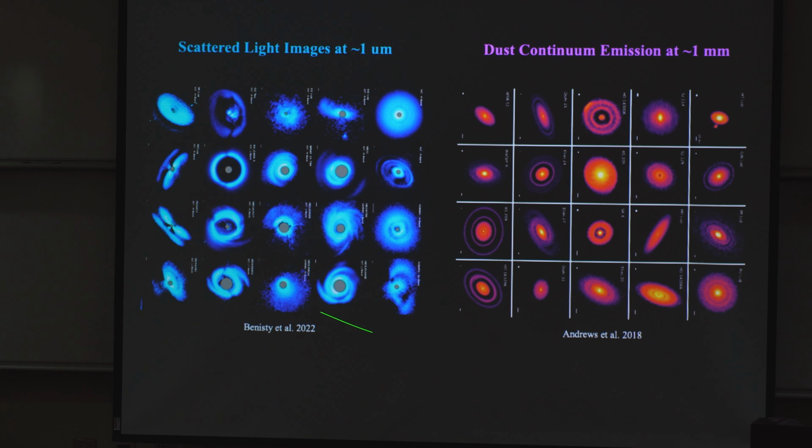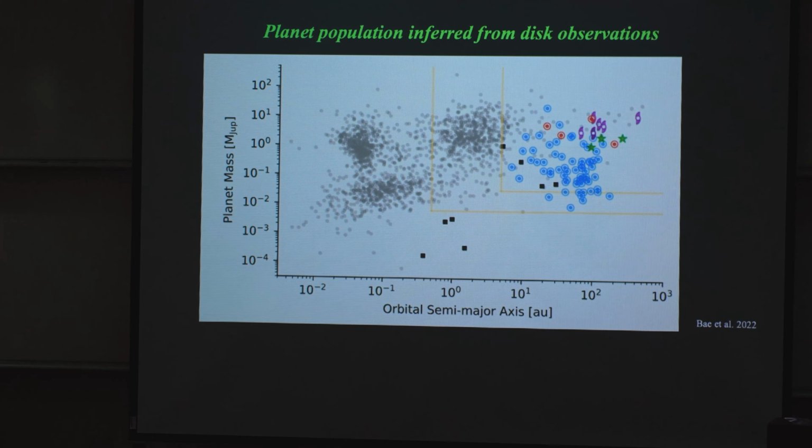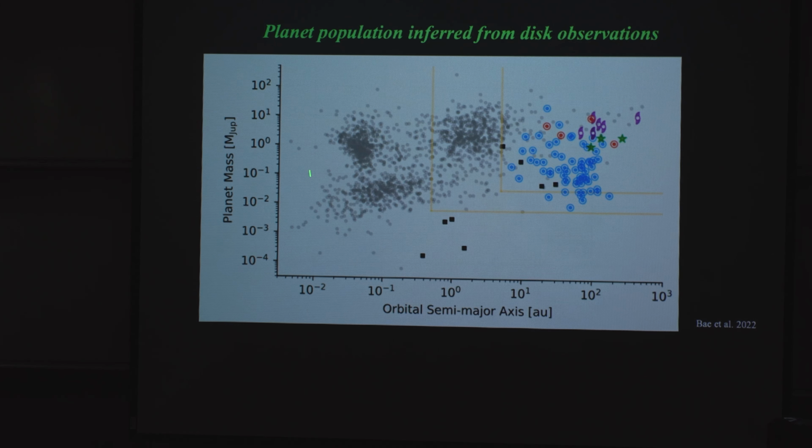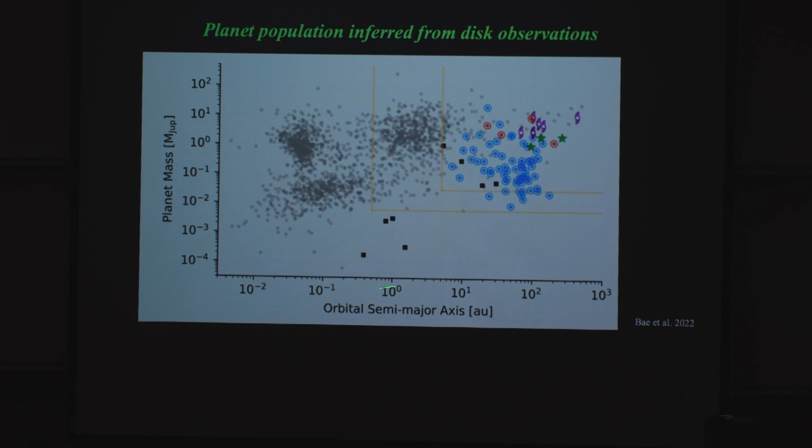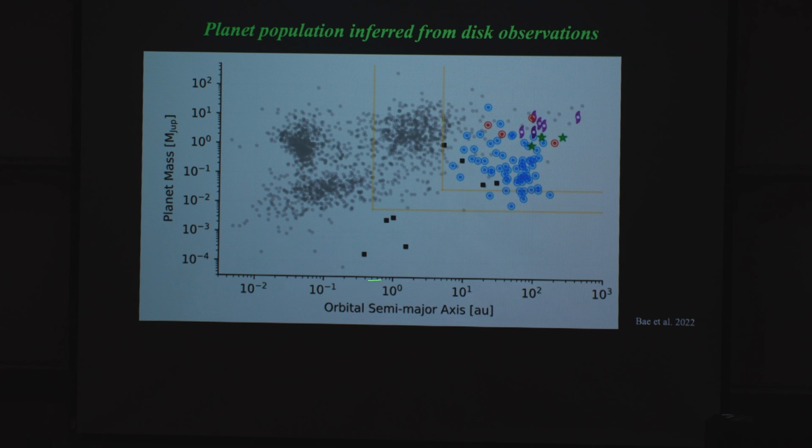For many of these disks, you can apply those relations and get a sample like this. So here we're looking at planet mass versus orbital semi-major axis. These gray dots are discovered exoplanets, and as we discussed at the beginning, these planets are orbiting sun-like stars. They're a billion years old. These black spots are solar system planets. There are 8 of them, and those color symbols are planets inferred from disk observations.